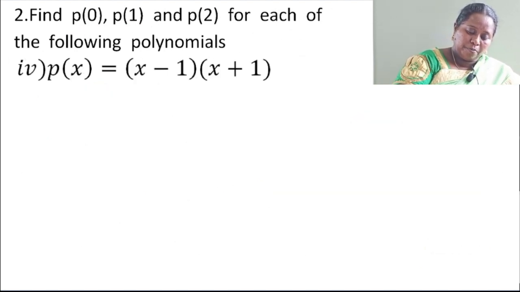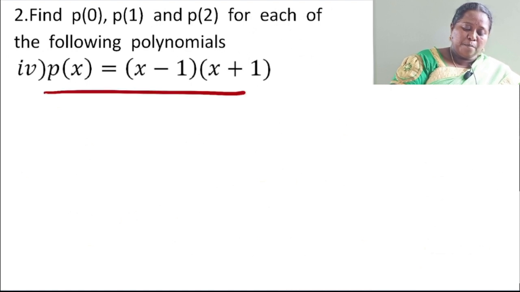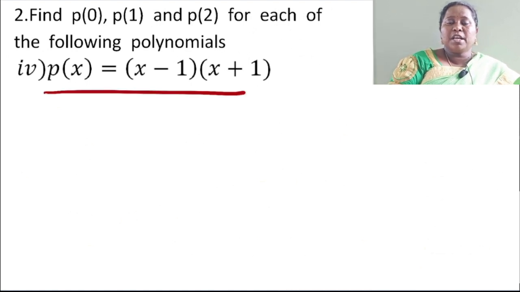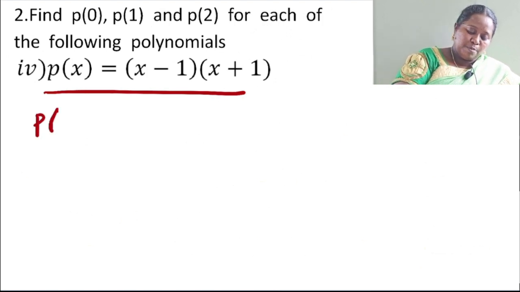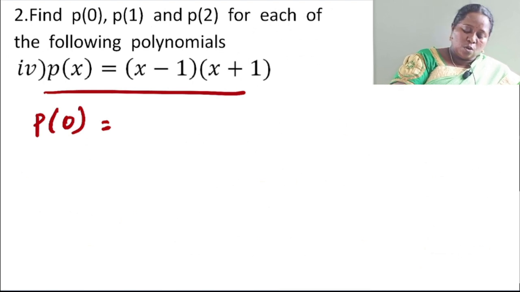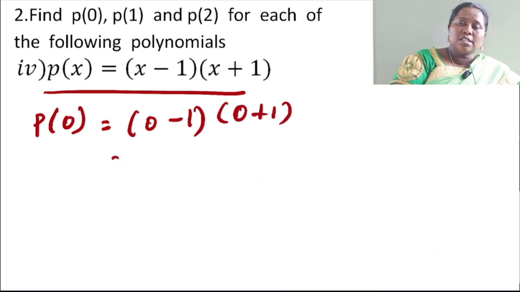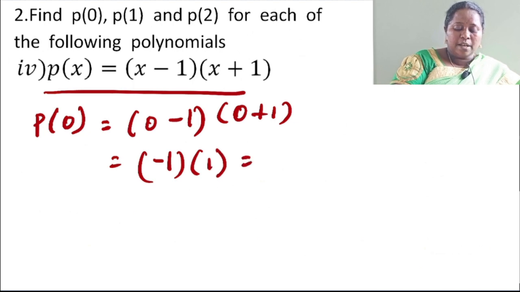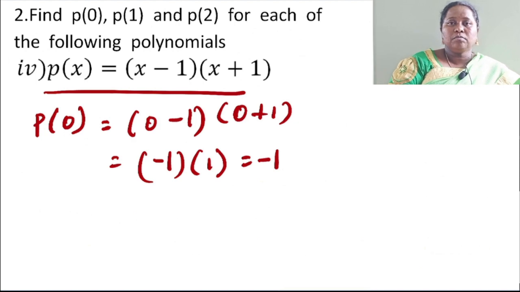The next sum. See here, P of x is equal to x minus 1 into x plus 1. I am going to find out first P of 0. Instead of x, I am going to substitute 0. So what will I get? 0 minus 1 into 0 plus 1. What is 0 minus 1? Minus 1 into 0 plus 1, that is 1. Here minus 1 into plus 1 is minus 1.